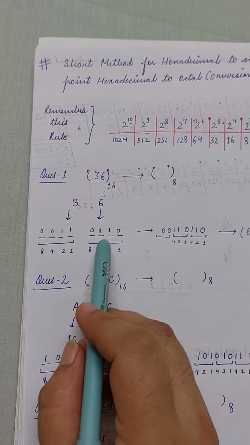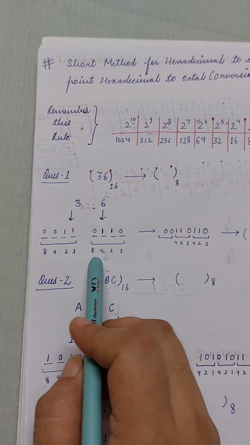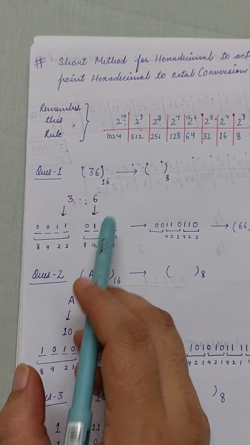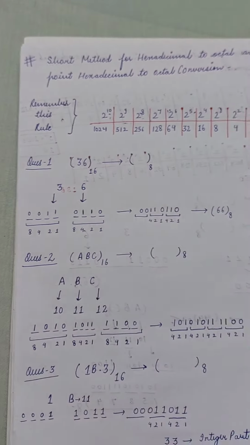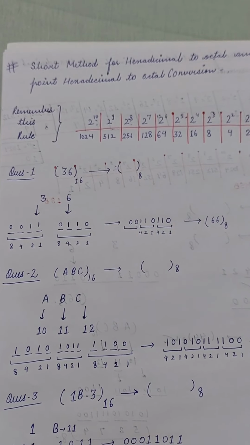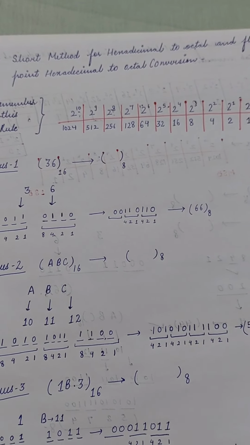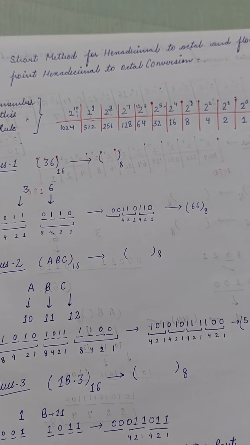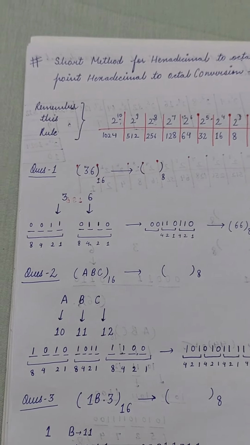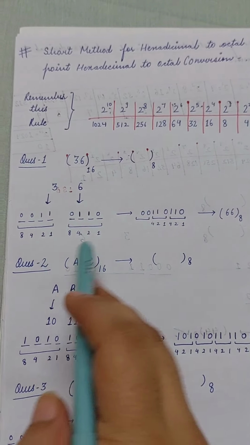Now at the bottom you can write this rule 1, 2, 4, 8, so that you can cross verify whether you have written this right or wrong. Because if you make just a single mistake, if you write 1 in place of 0 and 0 in place of 1, then that can completely change your answer. So be very particular and very careful while writing this.